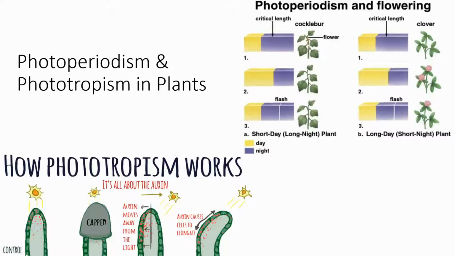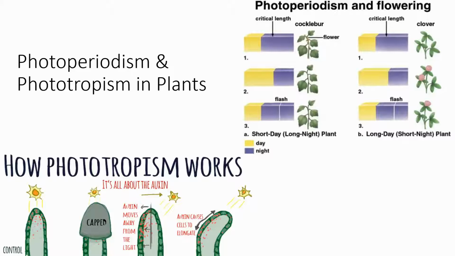Auxin is released on the dark side of a plant. And what it does is it's a signaling protein that is going to tell a plant's cells to grow longer. So since it's on the dark side of the plant, it's going to make those cells longer, and that's going to cause the plant to bend, and it's going to bend towards the light. So that way it will have the best chance at performing photosynthesis.